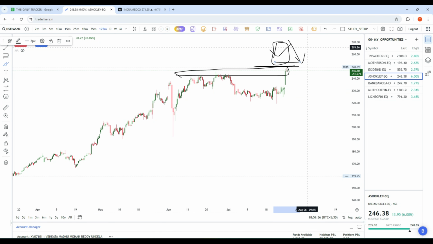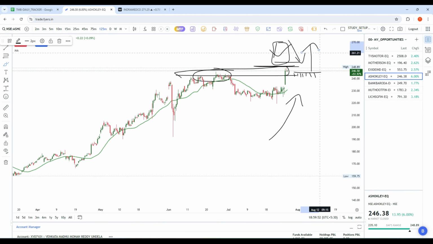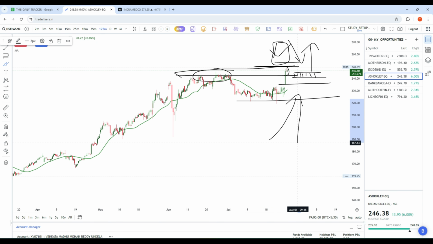If this opens here only, it is going to consolidate for some time because of the sell orders, since it is on the bullish side. There is a probability of breaking out and going further. Okay, if it opens in a gap down below this, it amplifies the selling pressure and definitely it is going to fall more. Okay, that is Ashok Leyland.